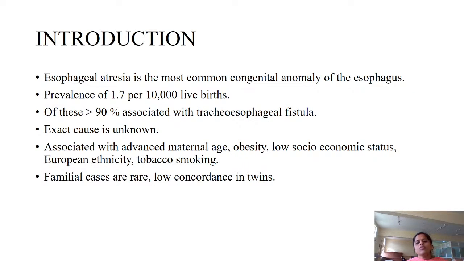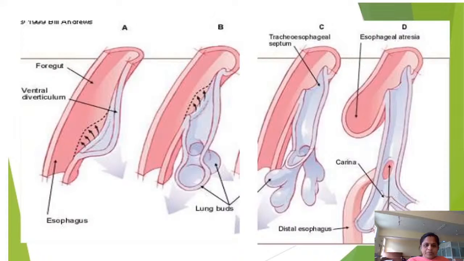It is a common congenital anomaly, with a prevalence of around 1.7 per 10,000 live births. Of these, greater than 90% are associated with tracheoesophageal fistula. The exact cause is unknown, but there are certain associations: maternal age or obesity, low socioeconomic status, European ethnicity, and tobacco smoking. Familial cases are rare. There is very low concordance even in twins.